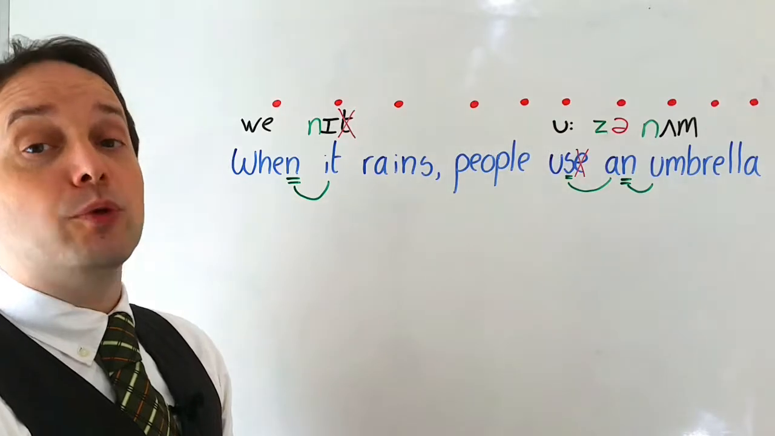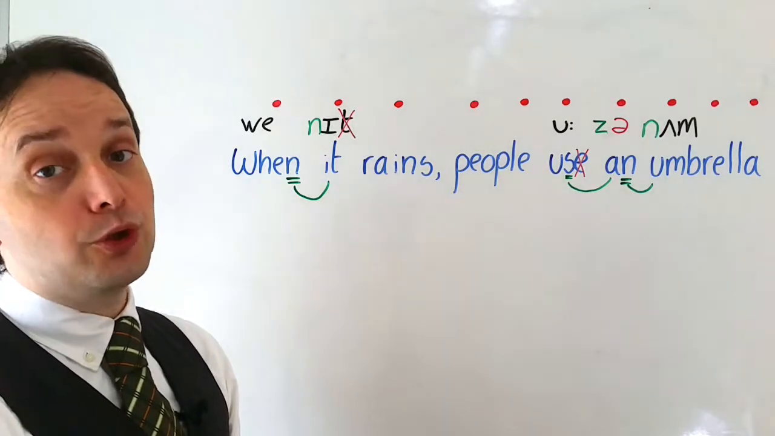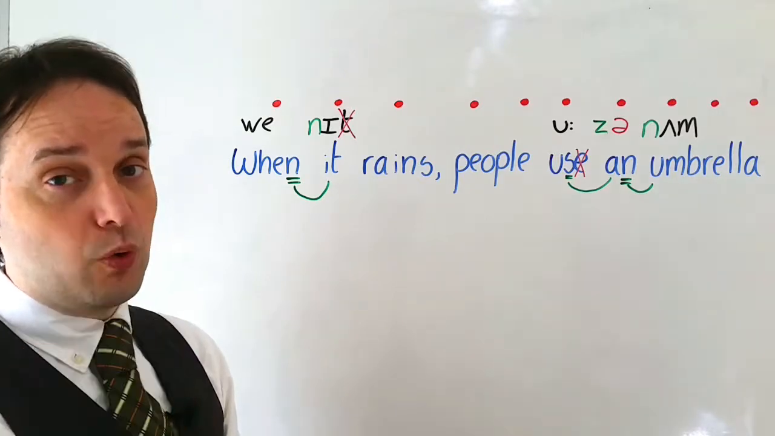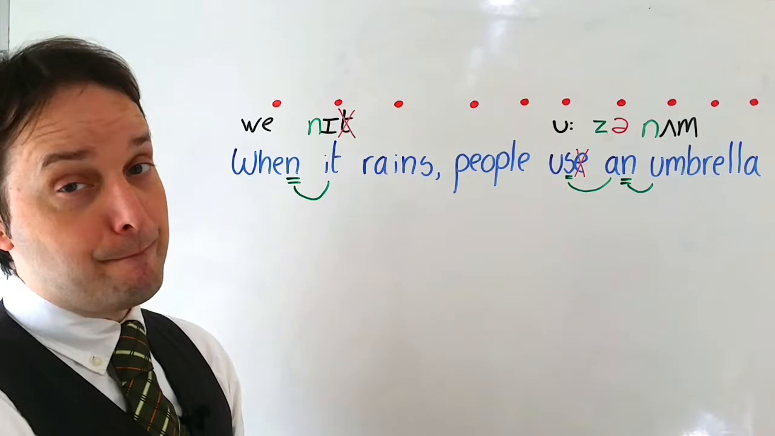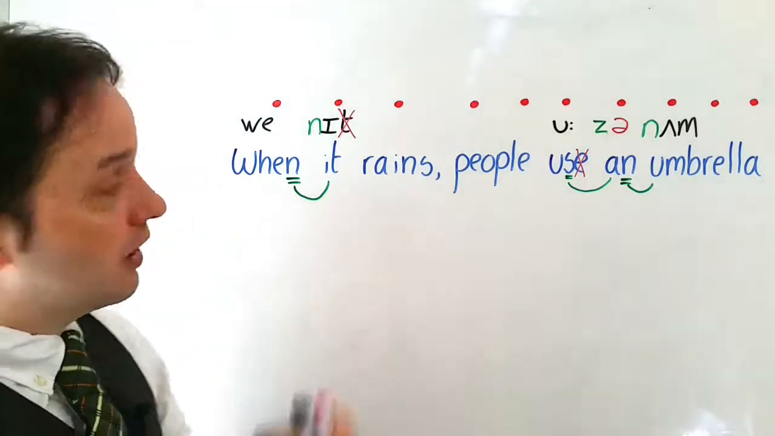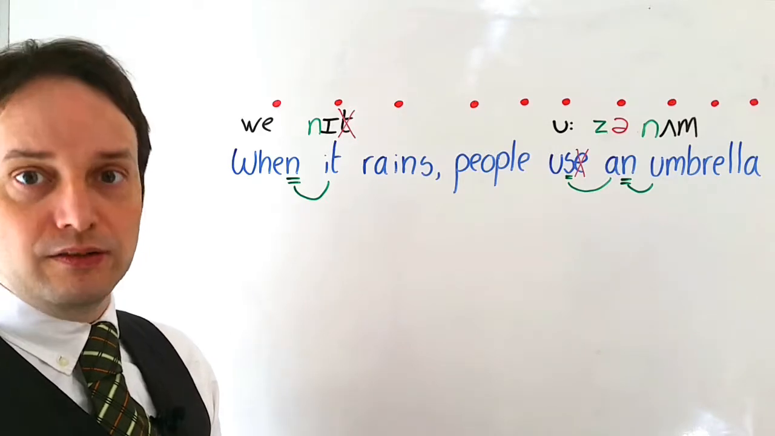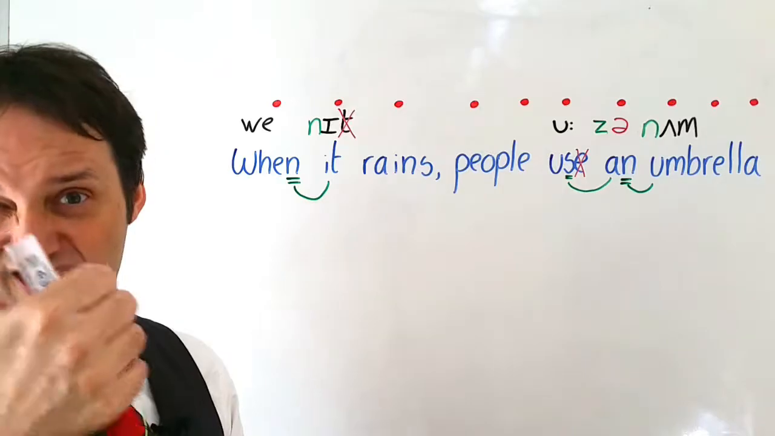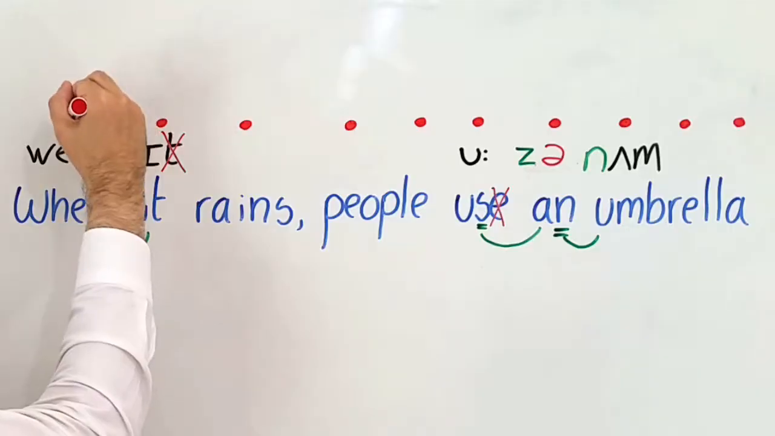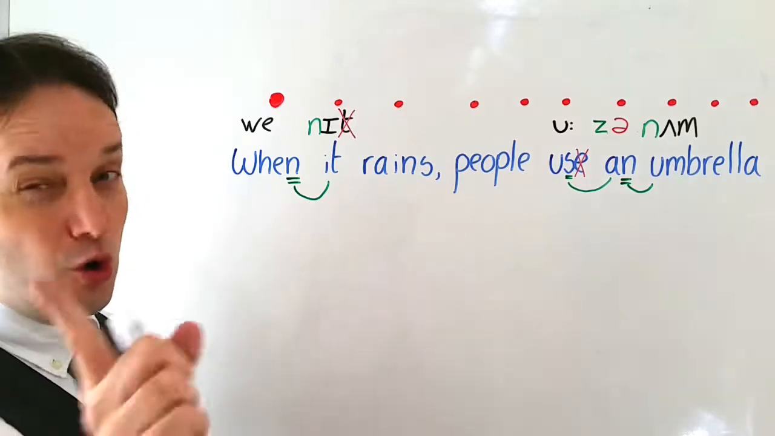Okay. When it rains, people use an umbrella. One more. When it rains, people use an umbrella. Okay, so let's start in the conditional sentence. When it rains. When? Do I stress when it rains? Yeah, I do. Any more? It? No. Rains.